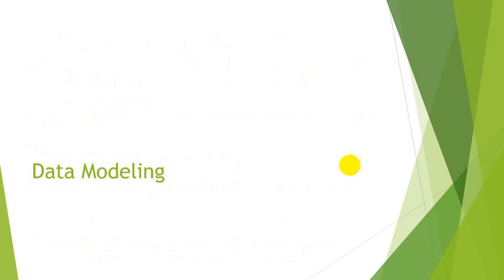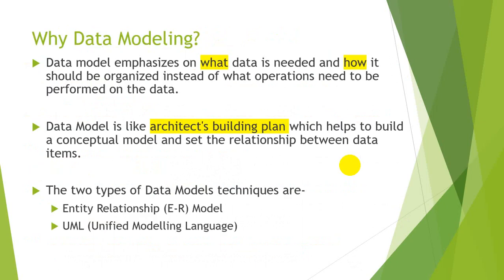Coming to data modeling, the data model emphasizes what data is needed and how it should be organized instead of what operations need to be performed on the data. So this is another type of modeling. This analysis is based on the data, how the data is organized and how the data is flowing between the objects or entities, etc., within the system.